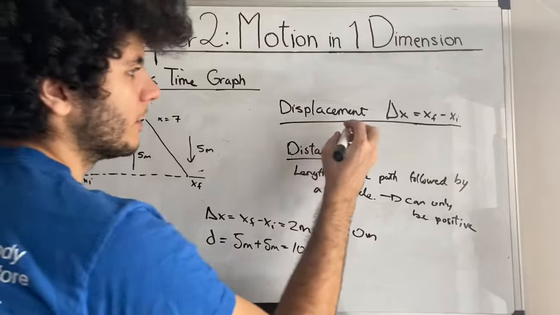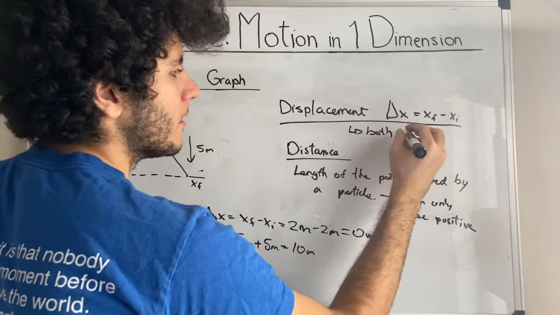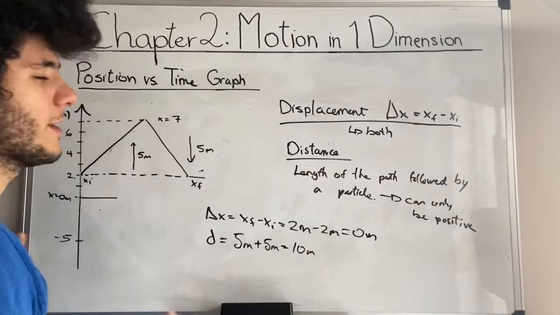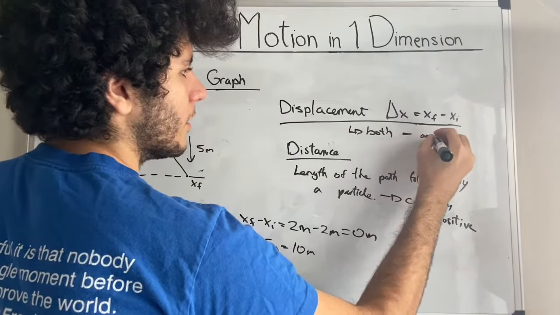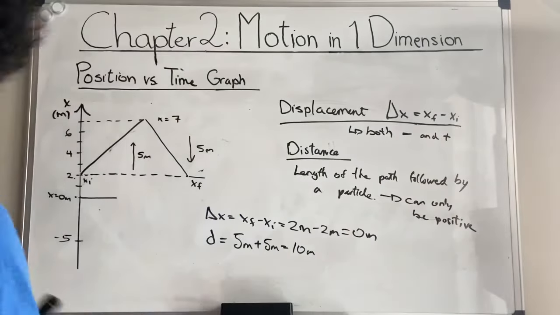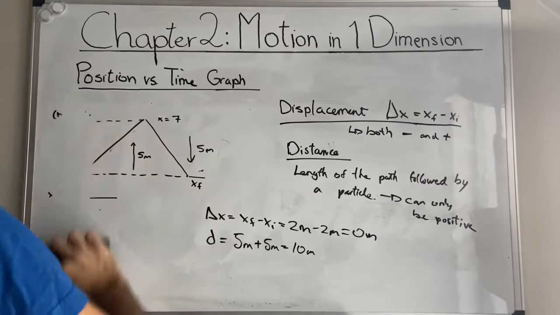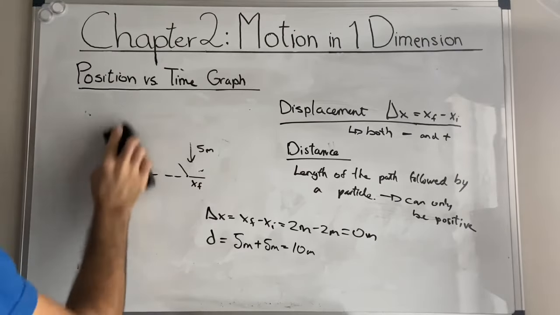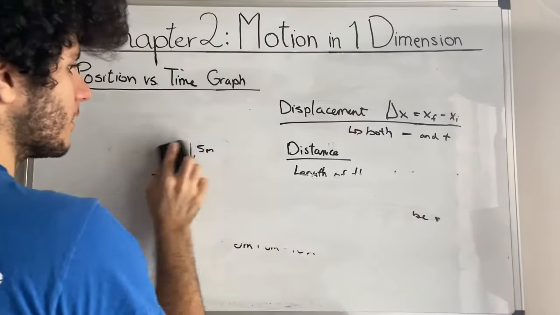However, you can have a negative displacement. Well, not travel a negative displacement. You can have a negative displacement, both negative and positive. There we go. That's a very important distinction we will have to make, right? And now we are going to move on to the next topic, which is actually very related to position. It's velocity.